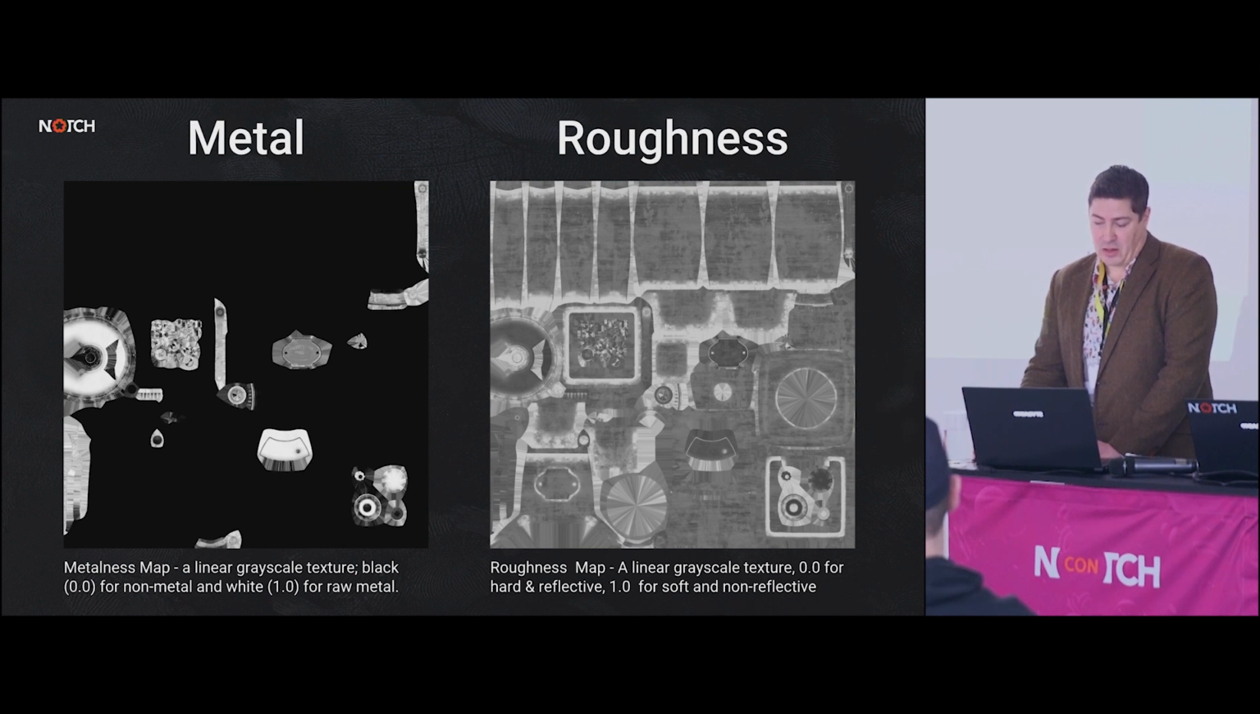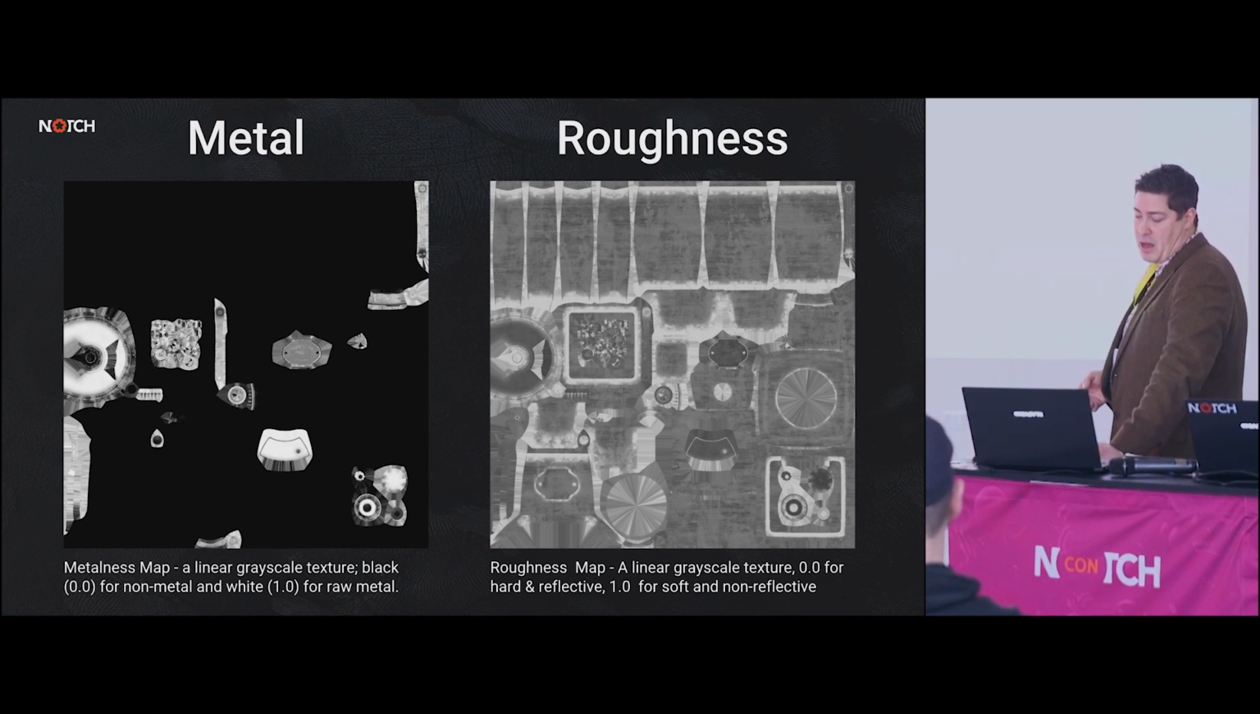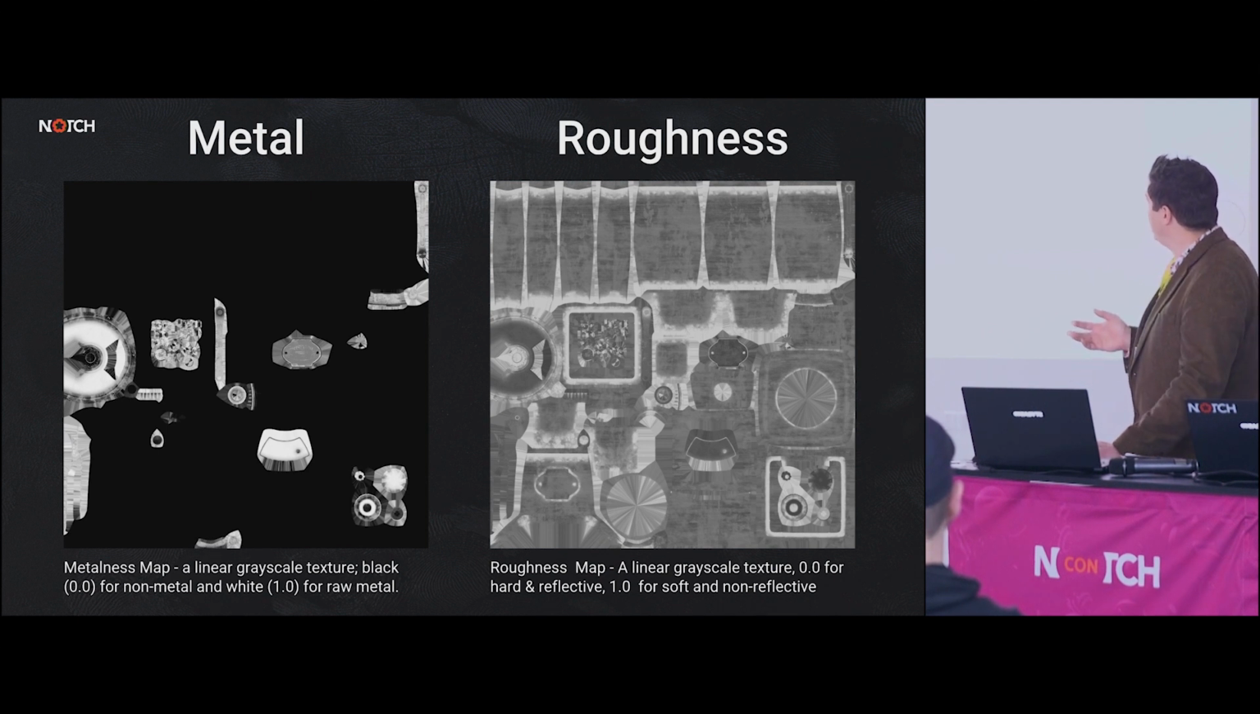So then we look at how to set up the roughness map. On the roughness map, the metal should be slightly less rough than the wood surface. So the metal areas will be slightly darker, and the wood texture should be slightly lighter.